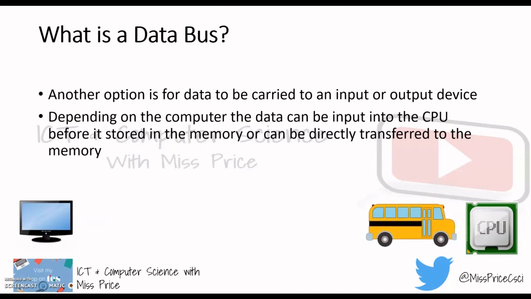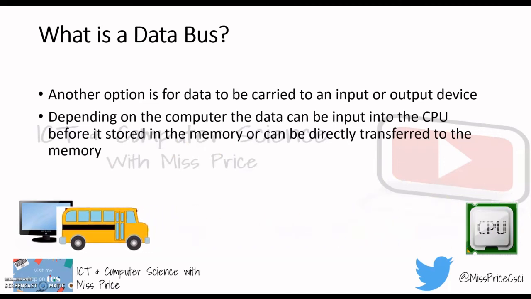Another option is for the data to be carried to an input or an output device. So depending on the computer, the data can be input to the CPU before it's stored to the memory, and then it can be directly transferred. Obviously, the data does need to go from the CPU to the memory, but it also needs to go to our output devices because we need to see it too. So it could go to, for example, the monitor, or it could go to the speakers.